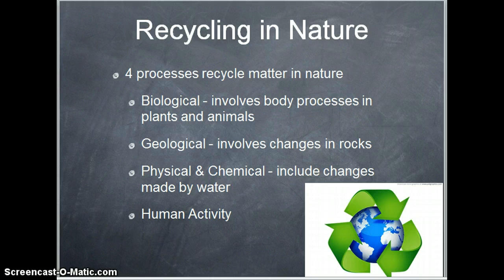Finally, humans affect the way materials move through the biosphere. We create pollution, clear land, and add nutrients to the soil by fertilizing our farmlands.